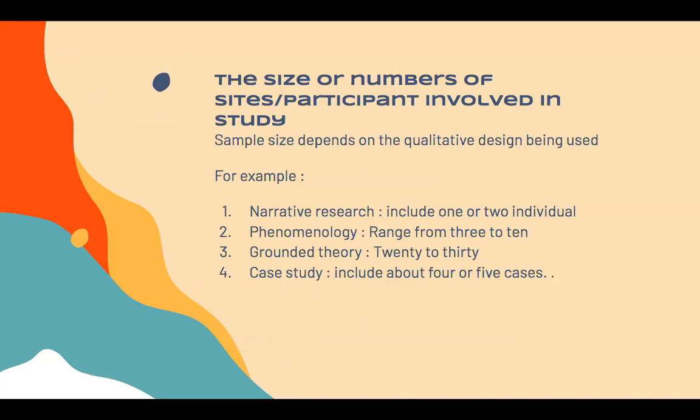After identifying the selected sites and individuals, we also have to determine the size or number of sites or participants involved in the study. Sample size depends on the qualitative design being used. For example, narrative research usually includes 1 or 2 individuals. Phenomenology ranges from 3 to 10 individuals. Grounded theory uses 20 to 30, and the last one is case study, which includes about 4 or 5 cases.